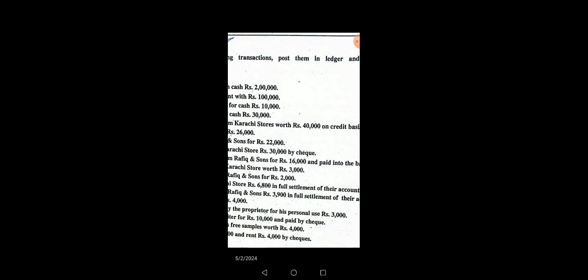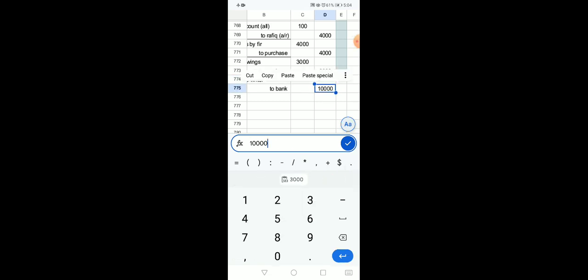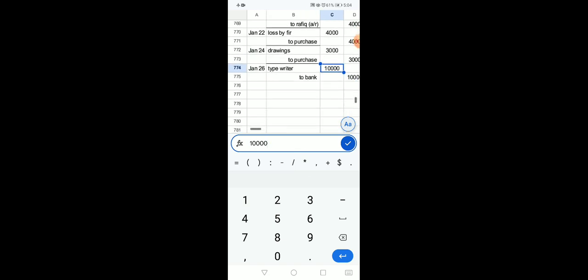How much amount are you paying? The amount of the typewriter is 10,000. So the amount of the check is 10,000. You will mention 10,000 in front of bank, and the same amount you are supposed to write on the debit side as well. This way your entry of 26 is completed. Put a closing line over here to mention that the entry is completed. After 26 we have 28.